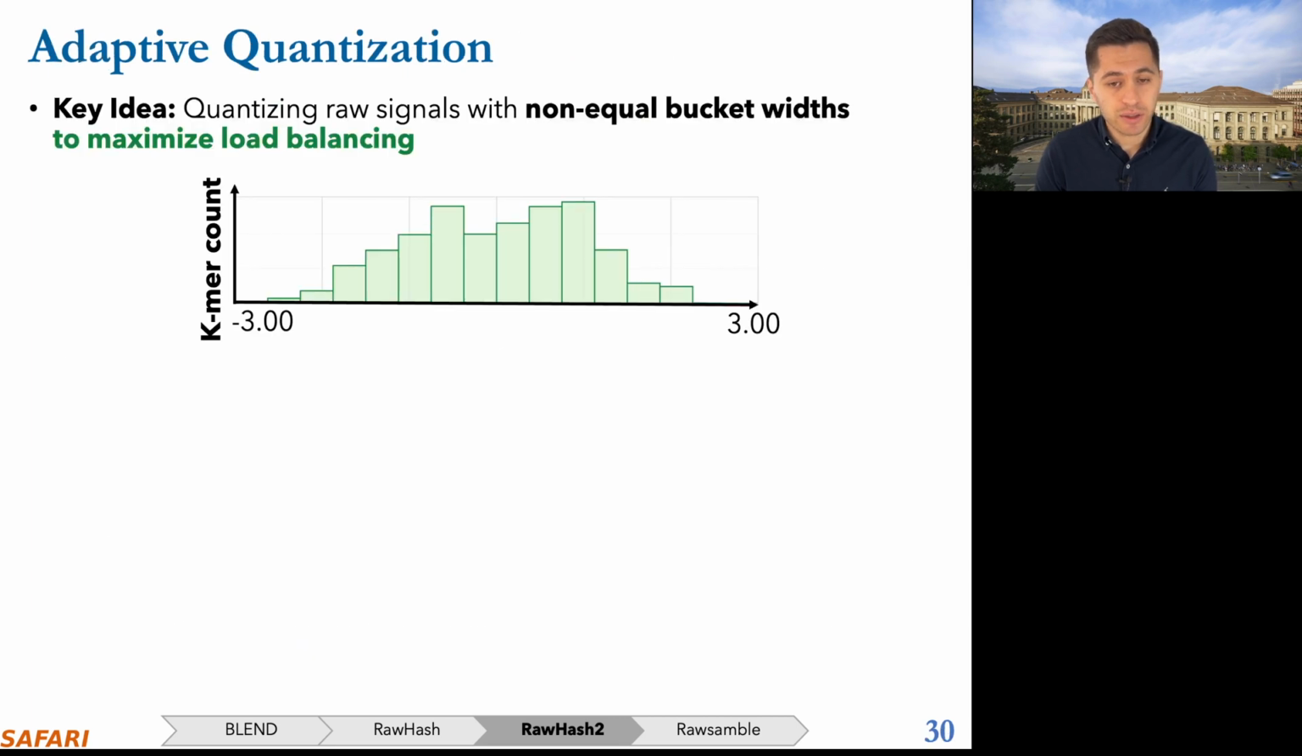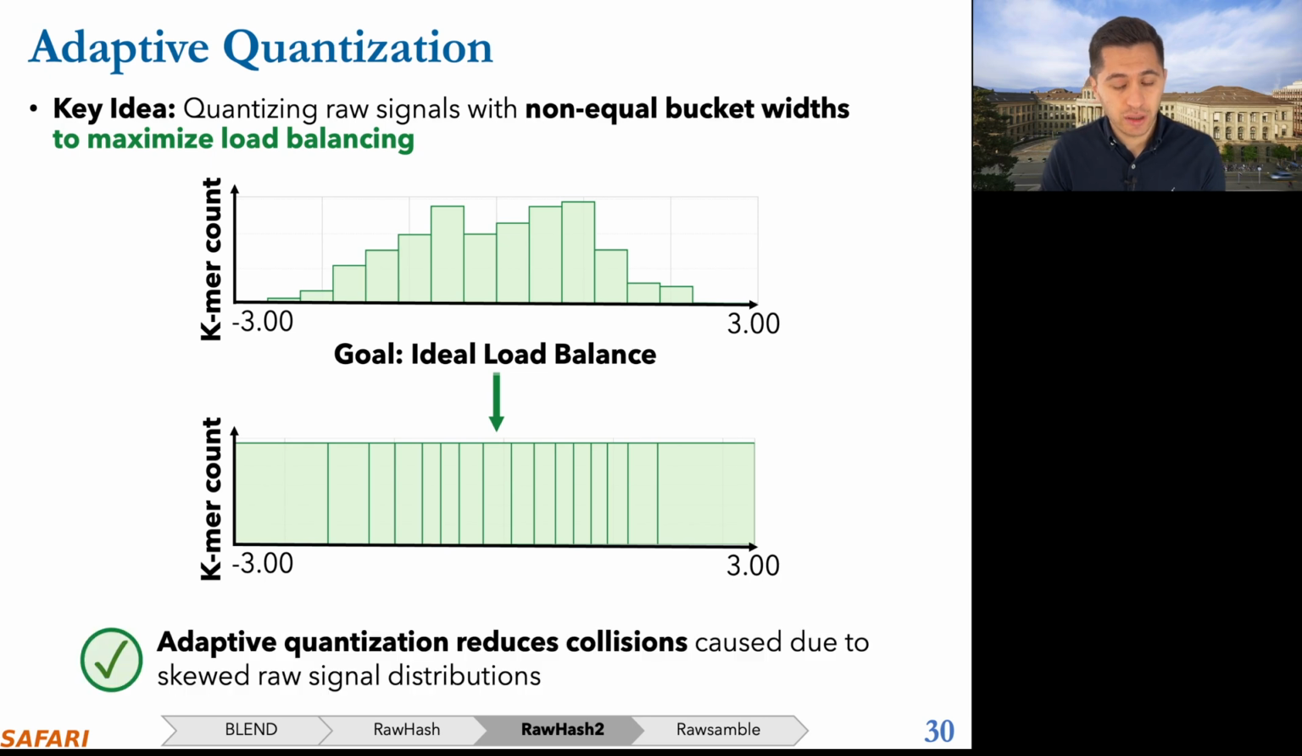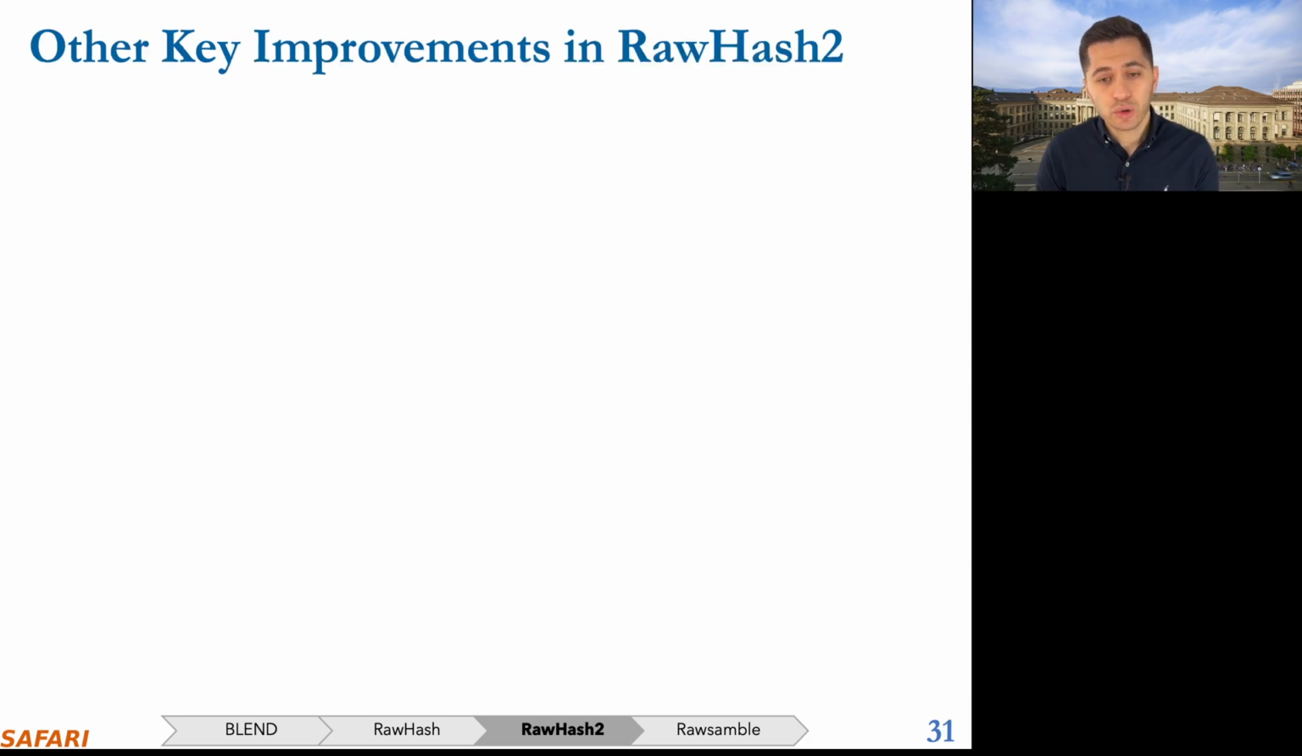accuracy and performance. The key idea in RawHash2 is to generate buckets with varying sizes, with the goal of balancing the amount of raw signals placed in each bucket, which we call adaptive quantization. By doing so, we can reduce collisions caused by skewed raw signal distributions. RawHash2 provides three other key improvements over RawHash.